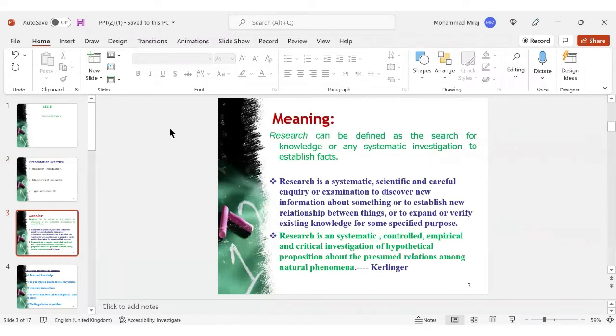Now, see, as I've already told you, research is basically a search for knowledge. Like I've told you in the earlier classes, why do we do research? है ना? हम research क्यों करते हैं? Yes, Ujjwal, why do we do research? Why do we need to understand this subject, research methodology in public health?